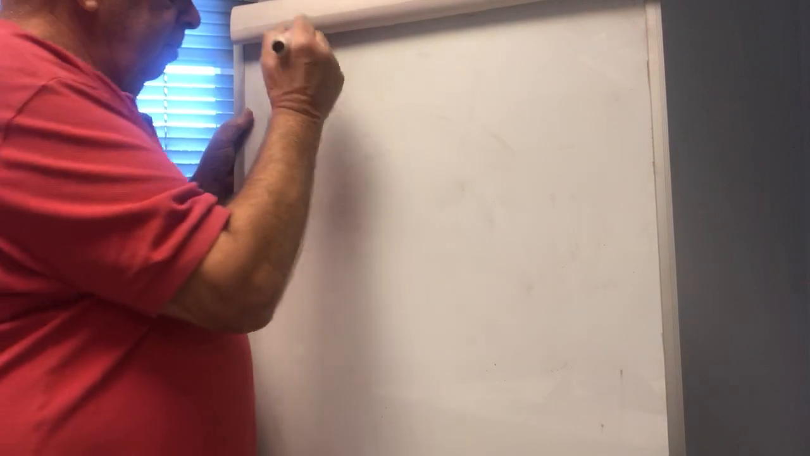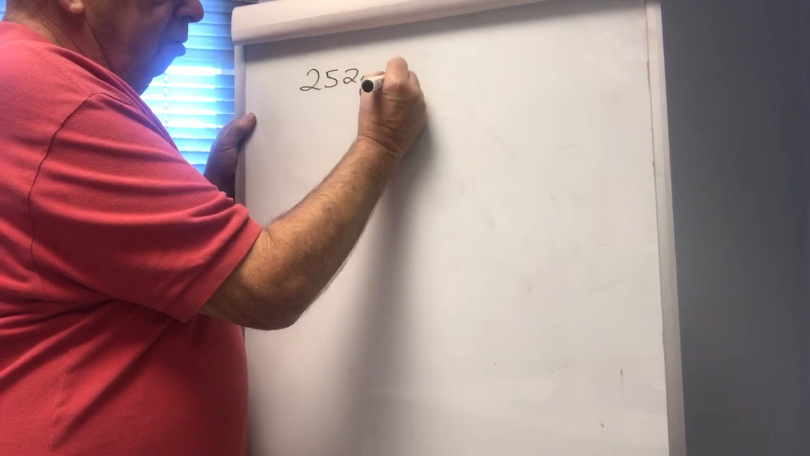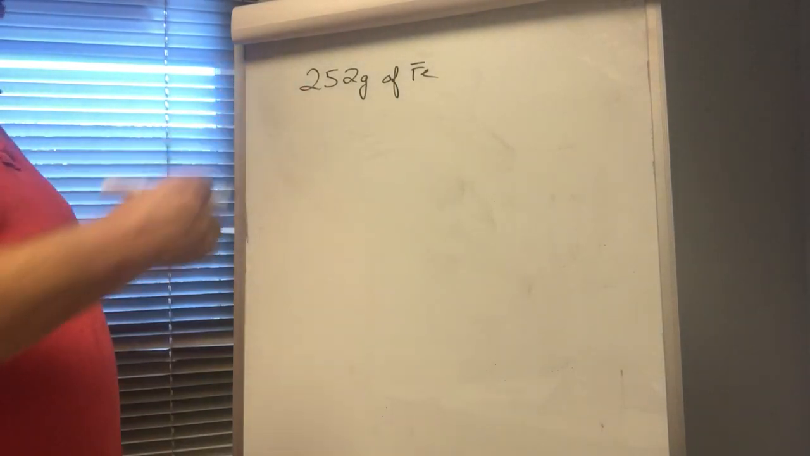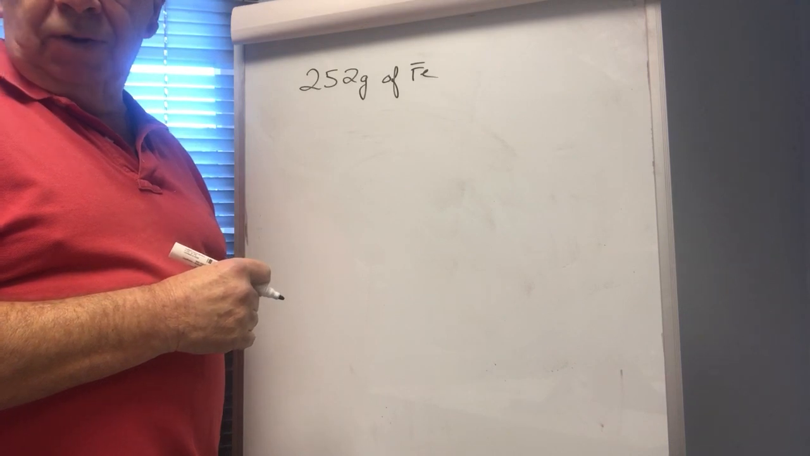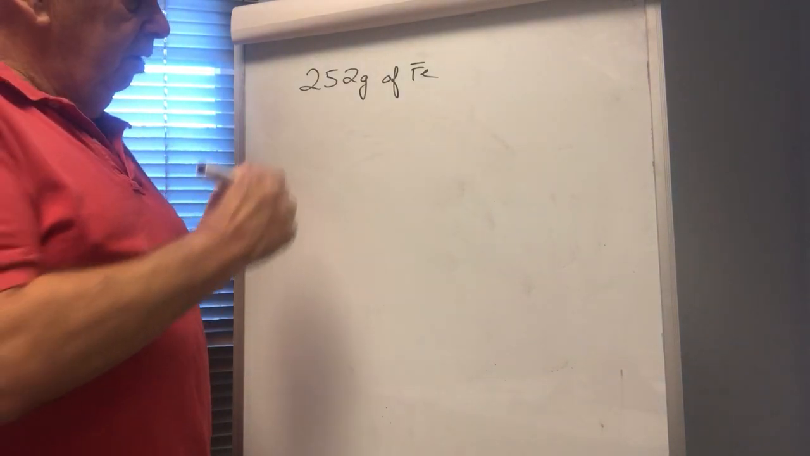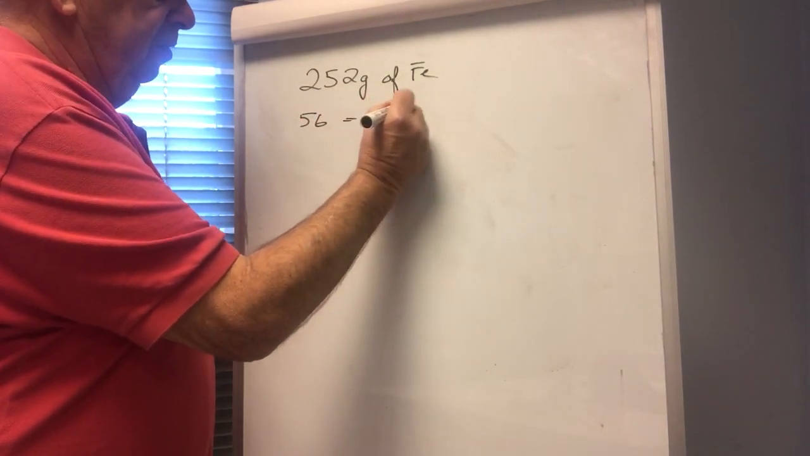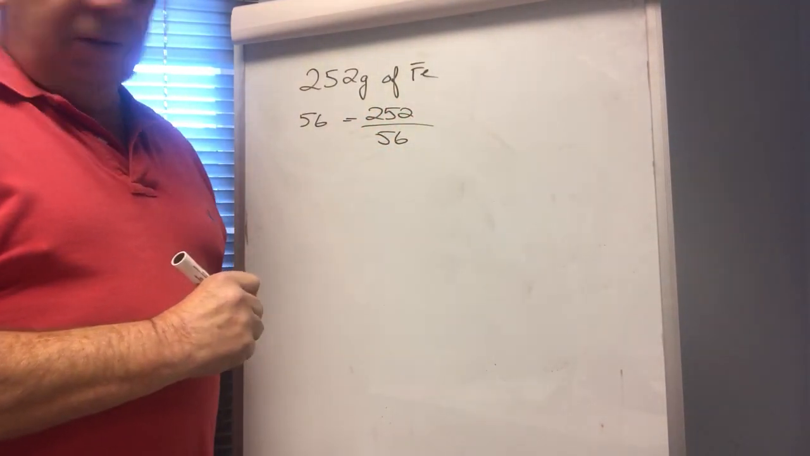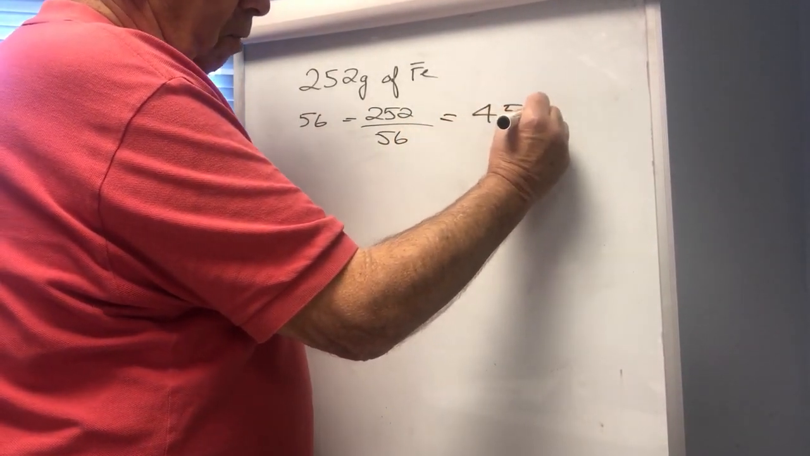Let's look at another example. More difficult. How many moles is 252 grams of iron? The relative atomic mass of iron is 56. Therefore, the number of moles is 252 divided by 56, and that is 4.5 moles.